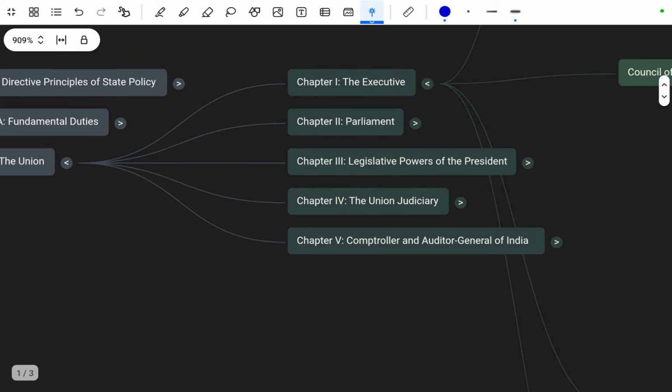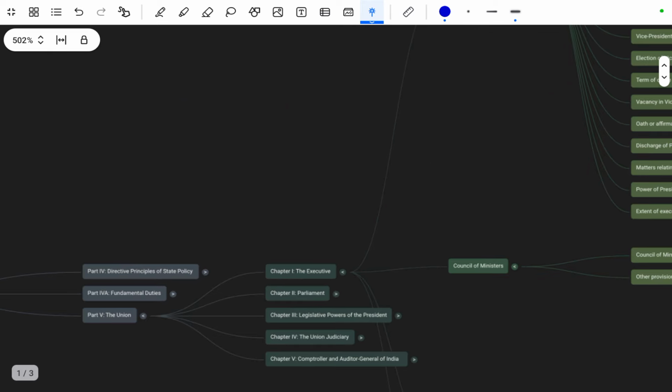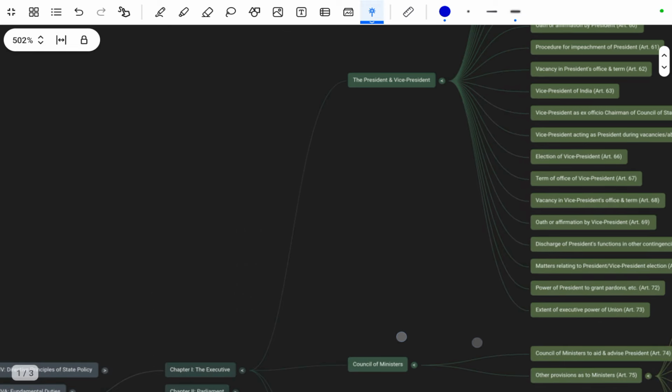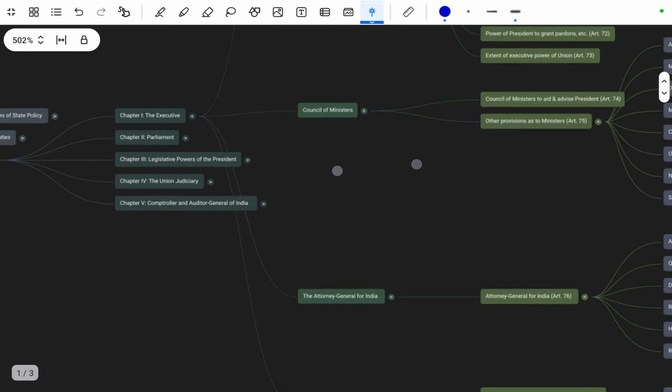Basically, there are five chapters of the Union. First is the executive, second is Parliament, third is the legislative power of the President, fourth is the Union judiciary, and fifth is the Comptroller and Auditor General. We are already done with the executive part. In this we are already done with the President and Vice President, then the Council of Ministers.